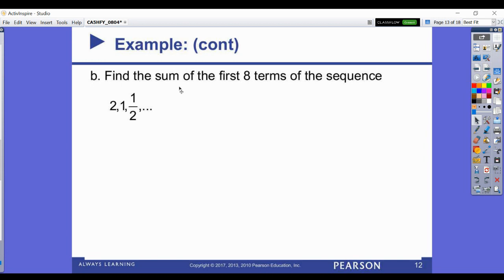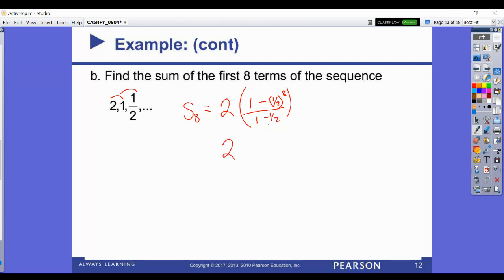Let's try another one. Find the sum of the first 8 terms of this sequence. So 8 terms means I'm looking for S sub 8. First term is 2. 1 minus, what is my common ratio? They didn't tell me this time. What am I multiplying by? Half. So you can do 1/2 or 0.5. I'm looking for the 8th term, so this is an 8, over 1 minus 1/2. I'm going to simplify that before I type it in.